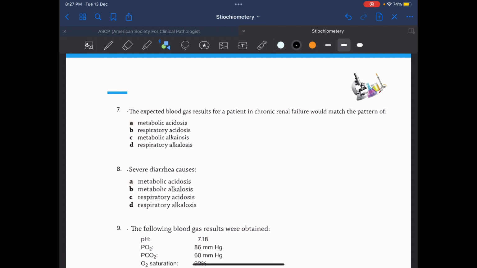Question number 7. The expected blood gas result for a patient in chronic renal failure would match the pattern of metabolic acidosis, respiratory acidosis, metabolic alkalosis, or respiratory alkalosis. The correct answer is A.